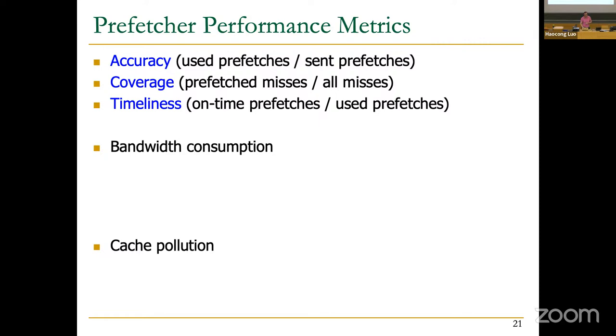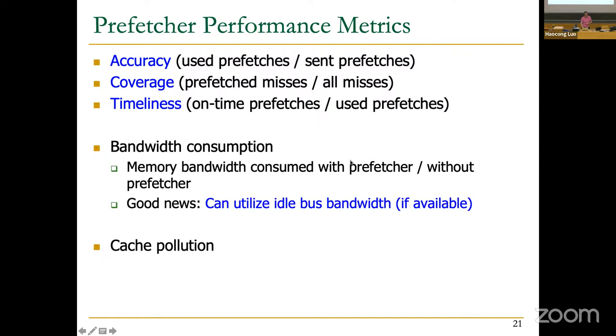But there are also other metrics like bandwidth consumption: memory bandwidth consumed with the prefetcher divided by memory bandwidth consumed without the prefetcher. So this affects how much extra bandwidth the prefetcher consumes, right? But the good news is you can utilize idle bus bandwidth. You may be consuming more bandwidth, but if it was idle to begin with, meaning no one else needed it, this is okay, perhaps, from the memory bandwidth perspective.